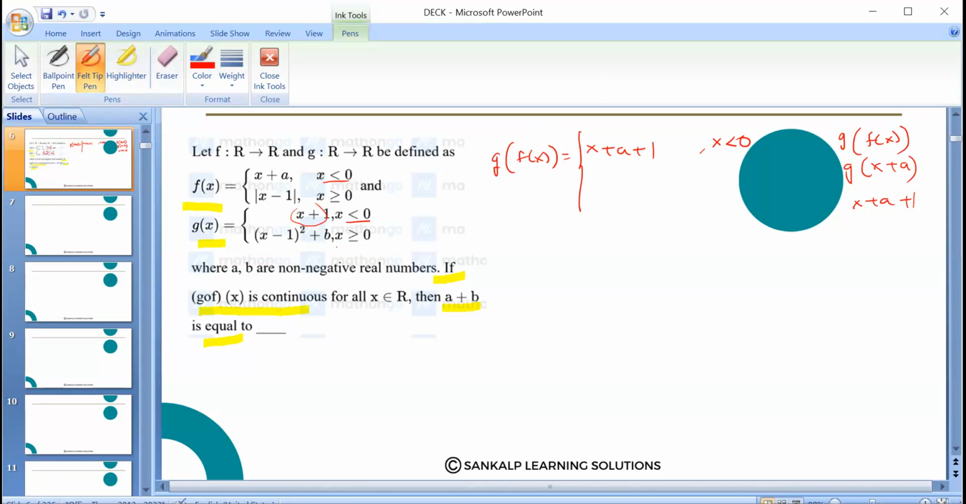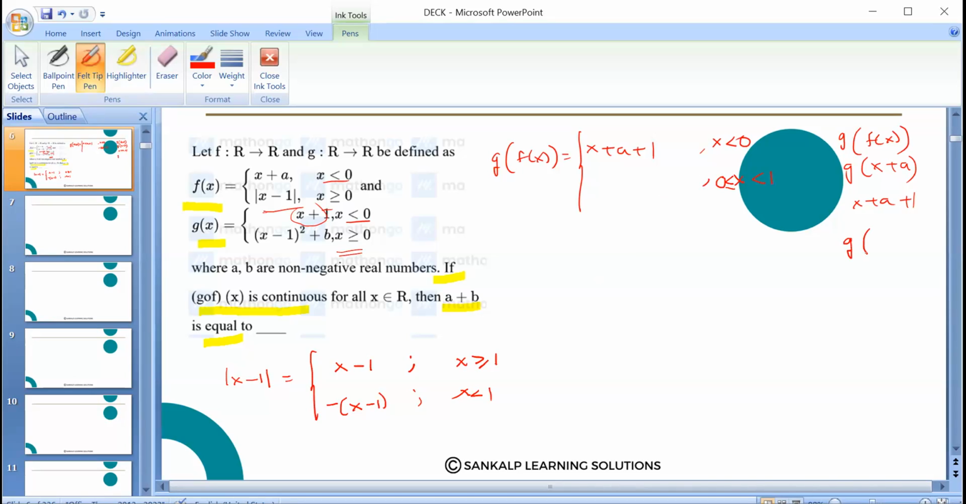Next we will take x greater than or equal to 0. For f, if you take greater than or equal to 0, mod of x minus 1 is a piecewise function: x minus 1 for x minus 1 greater than or equal to 0, that means x is greater than or equal to 1, and minus of x minus 1 for x less than 1.